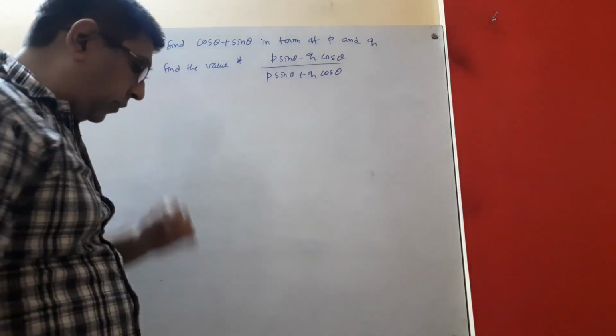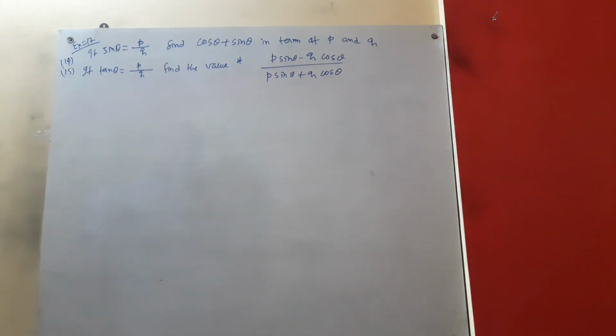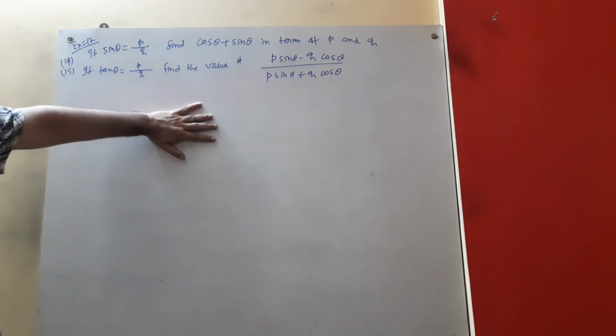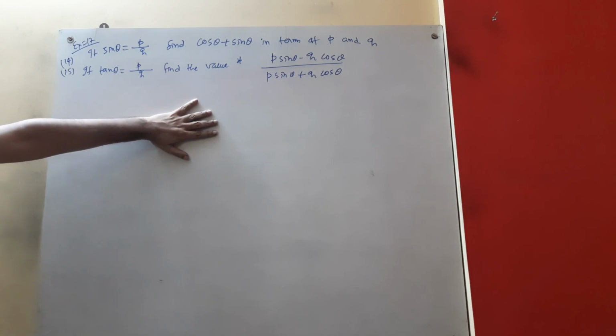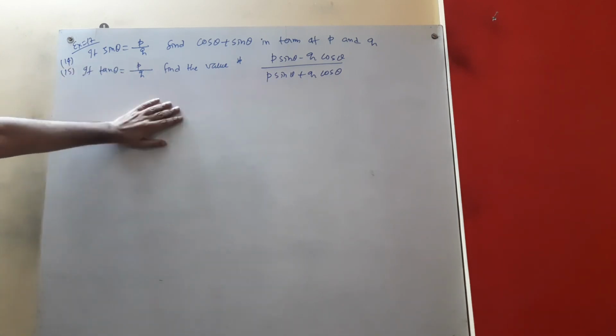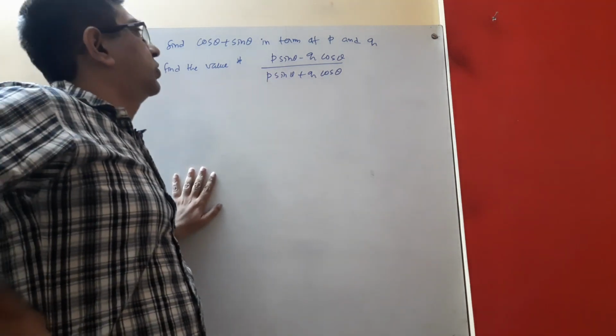This is also the video of trigonometrical ratio. It is also helpful for class 9 and class 10 students. Okay, so I have written some sums. If sin theta equal to P by Q, find cos theta and sin theta.